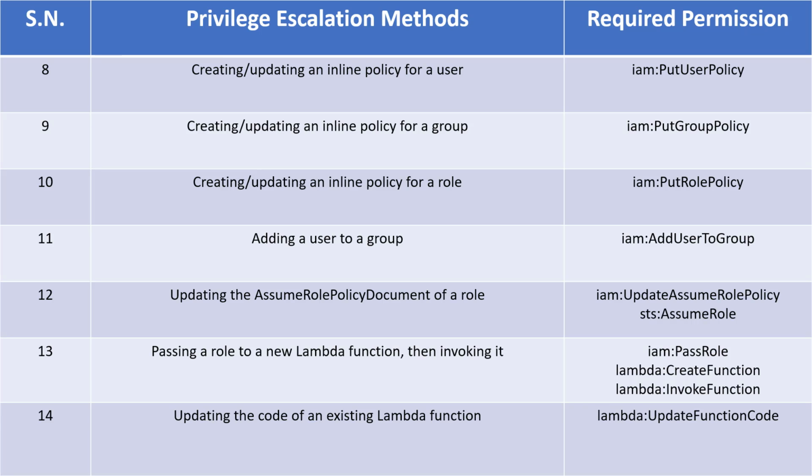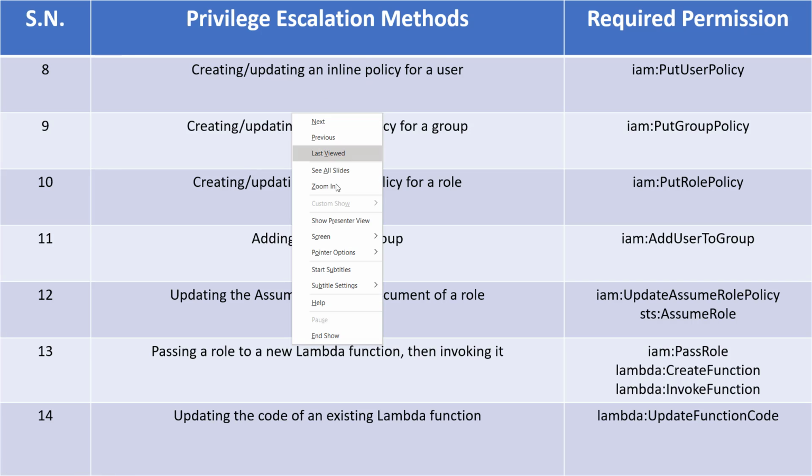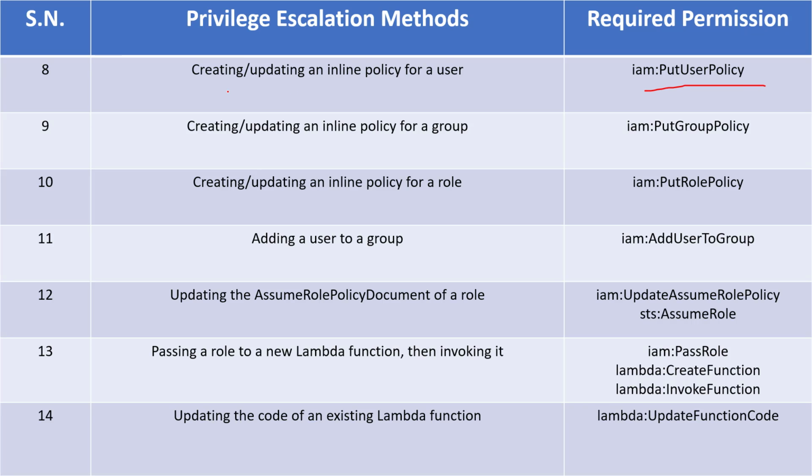You can see here, just now we exploited IAM permissions, where if we have put user policy, you can create or update an inline policy. You can see here, this is a policy I have, and I created or updated an inline policy for any user. So this is how I took advantage of this. You can use any other policies or permissions to perform privilege escalations.